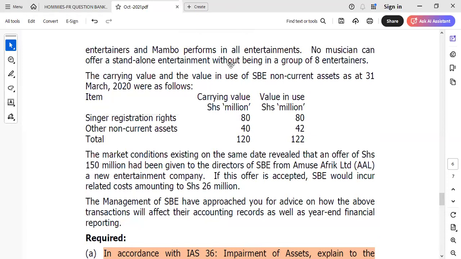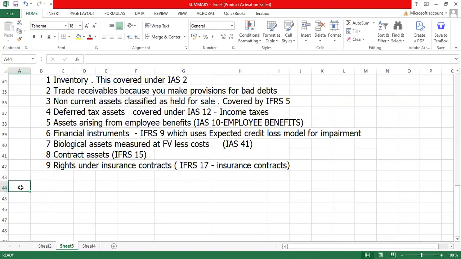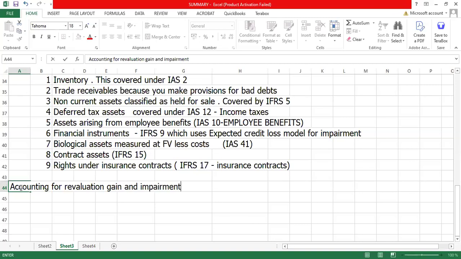Let's proceed to other things. Okay. So accounting for revaluation, again, and the impairment.